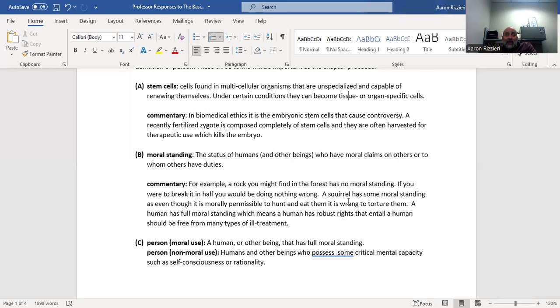So we do owe something to the squirrel. We owe it to the squirrel not to deliberately cause it pain, just for our own enjoyment, for example. I don't know how significant that is, but it is something we owe to the squirrel. A human has full moral standing, which means a human has robust rights that entail a human should be free from many types of ill treatment. And also, we have some positive claims on each other.